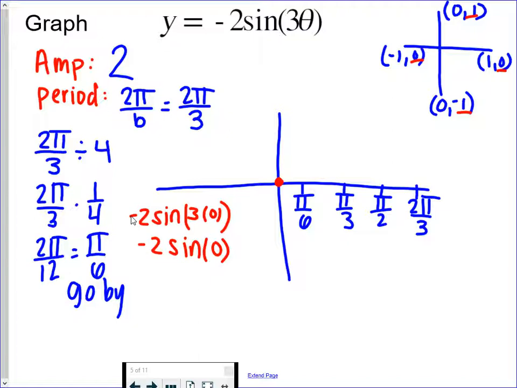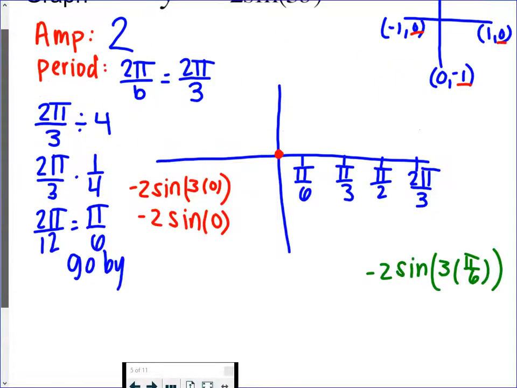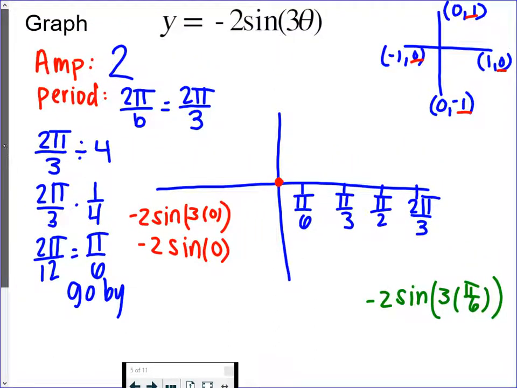Okay, let's plug in pi over 6. So -2 sine of 3 times pi over 6. Well, 3 times pi over 6 reduces to what? Pi over 2. Wow, that's convenient. And now the next step.